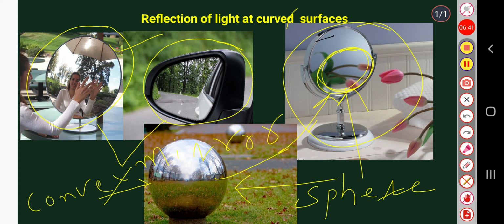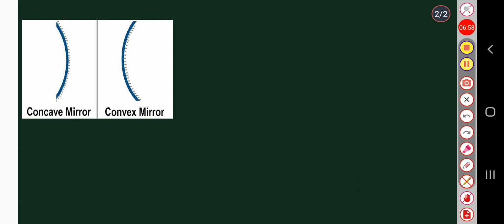The example for opaque surfaces are mirrors. Now which type of mirrors are here? They are curved mirrors. Which mirrors are we discussing in this chapter? We are going to discuss convex mirror and concave mirror. Let me go through the basic terminology in these mirrors. Children, look at how concave mirror and convex mirror are represented.